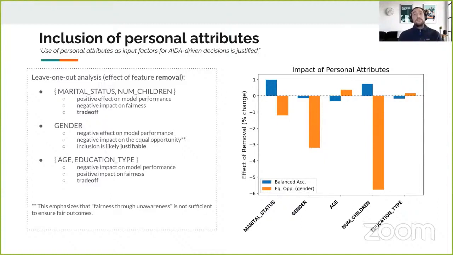In blue, you see the effect of this removal on model performance. And in orange, you see the impact on the equal opportunity fairness metric, again, as applied to gender. So I won't go through all of this here, but if we just look at, for example, attributes like age and education type, we see that their removal has a negative impact on model performance and a positive impact on our fairness metric. So choosing whether or not to include them is, again, a trade-off.